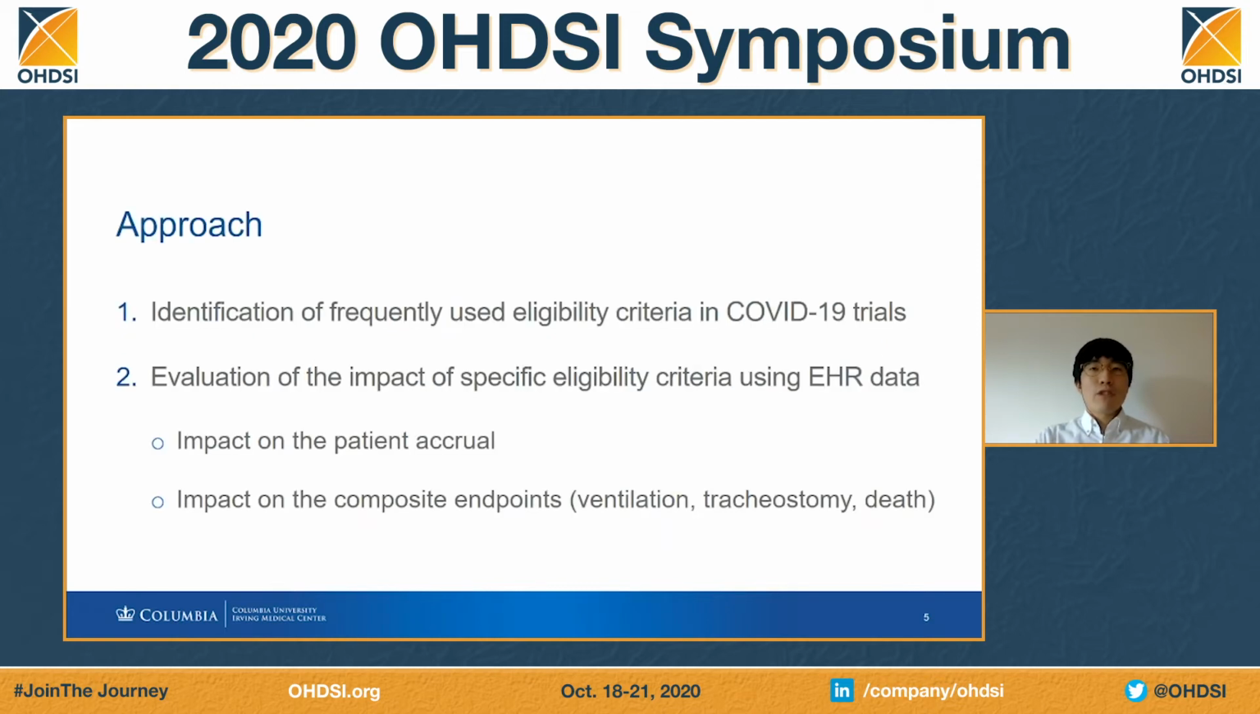To answer that question, we tried to identify frequently used criteria in COVID-19 trials and evaluated the impact of specific criteria using EHR data, specifically the impact on patient accrual and the impact on composite endpoints, which consist of ventilation, tracheostomy, and death.